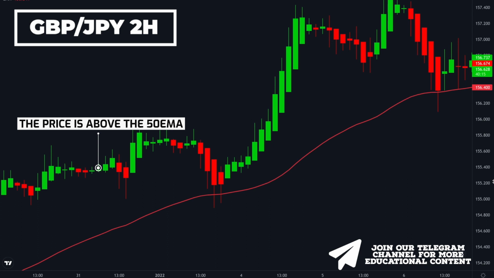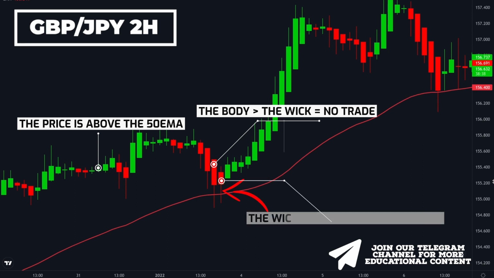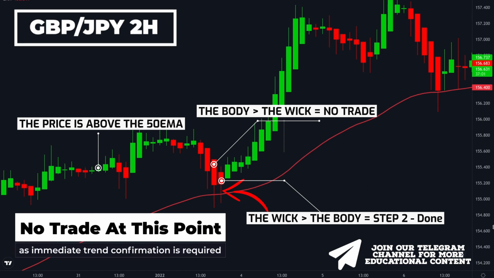Now we should wait for a long wick rejection candle, and here it is. We have two long wick candles right here. However, the first candle doesn't satisfy our rejection criteria because the body of this candle is greater than its wick. But we have another rejection right here that easily satisfies our criteria, but still no entry, as the price may easily form another swing low.